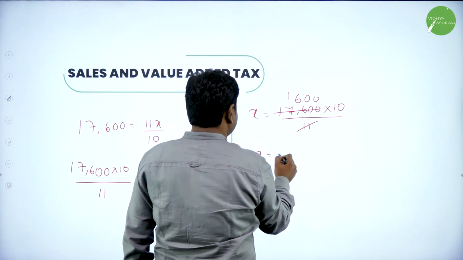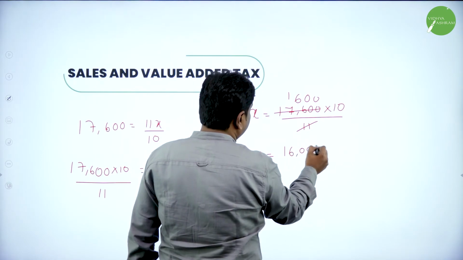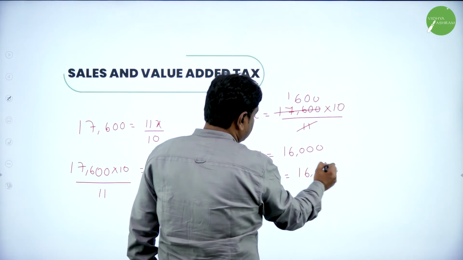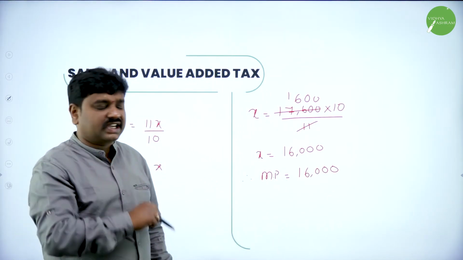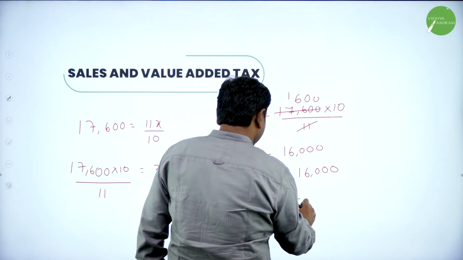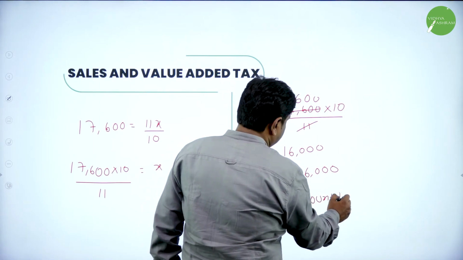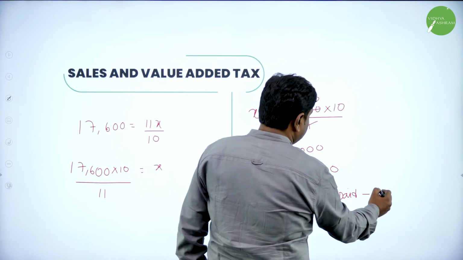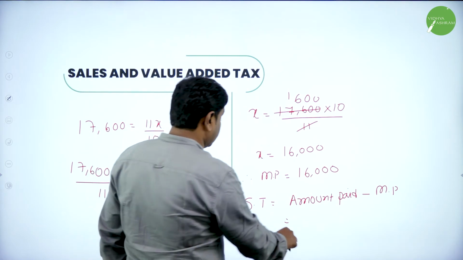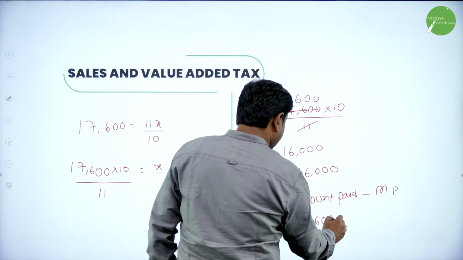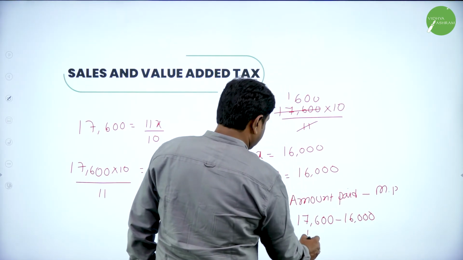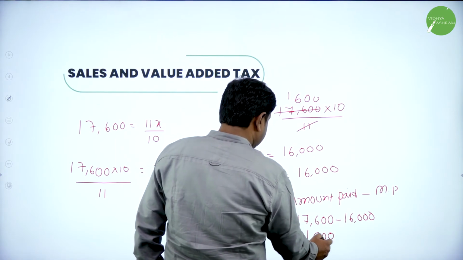So now 1,600 into 10 is 16,000. This is the market price. Therefore the market price you got is rupees 16,000. They are not interested in the market price, they want the sale tax. How to calculate it? Sale tax is equal to the amount paid minus the market price. The amount paid is 17,600, and in that the market price is just 16,000. The remaining is tax. Subtract and you get 1,600. So this is the sale tax.